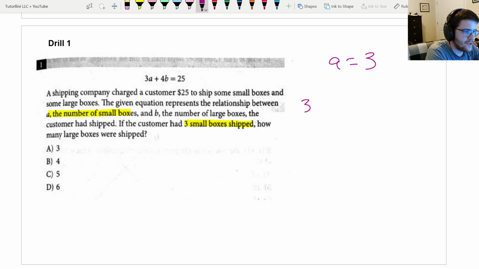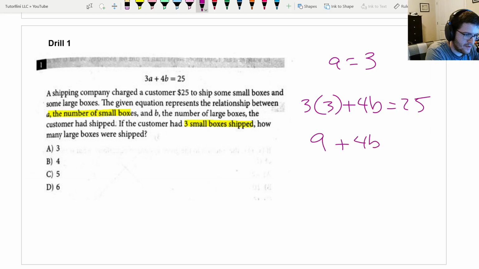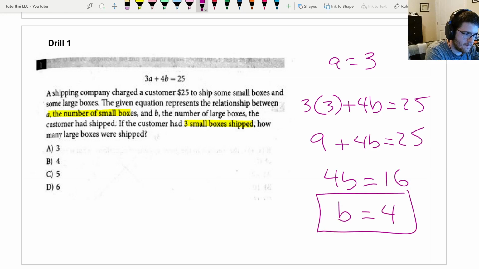So we're going to do 3 plus 4b equals 25. So that's 9 plus 4b equals 25. Subtract 9 from both sides. Get 4b equals 16. Divide both sides by 4, and I get b equals 4. So the answer to drill 1 is B. Great.